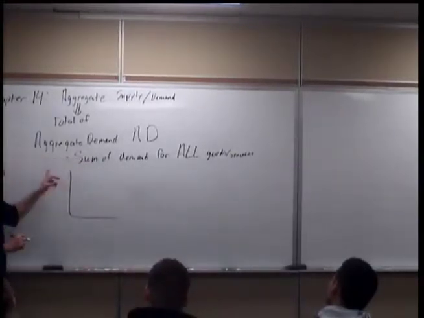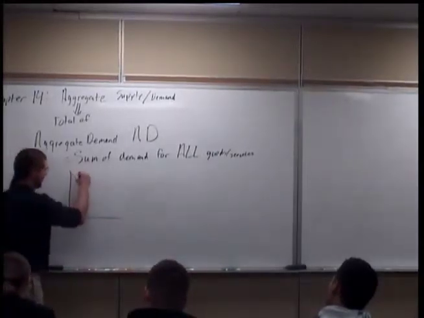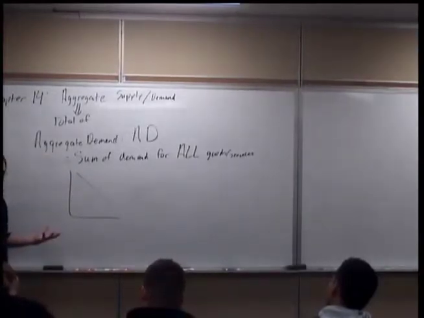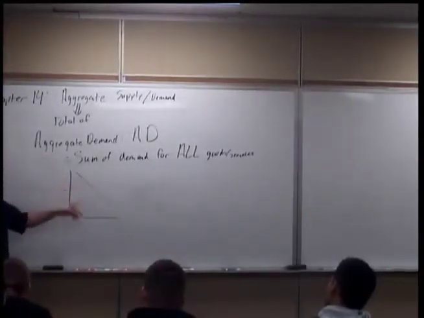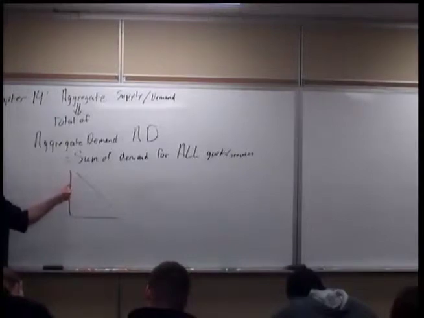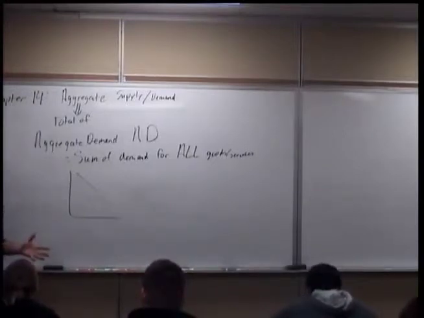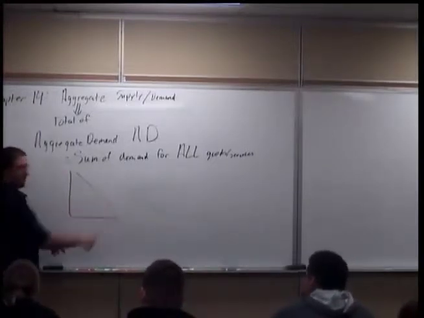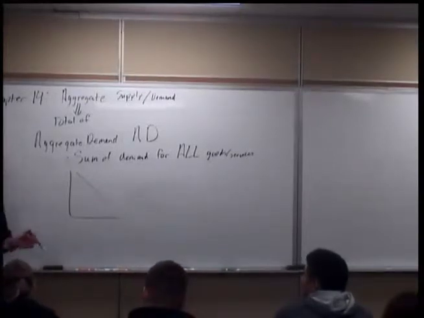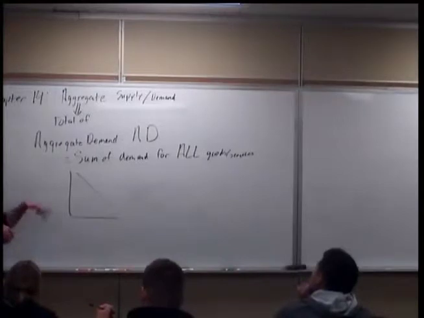If I said these were my axes and I asked you to draw a regular old demand curve, what would you draw? From the left to the right. The nice part is that whenever you're asked to draw a demand curve, this is always what it looks like. So when I talk about the aggregate demand curve, it's still going to look like that. So we're not learning anything new here. You've already done this once. Technically, we don't even really need to go over it because you know it already. The problem is that it's a little bit hard to get your mind around the sum of all demand.